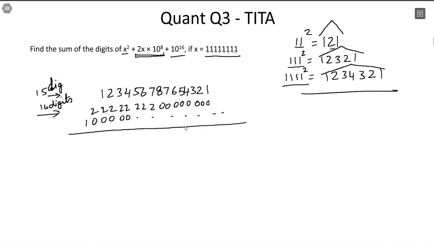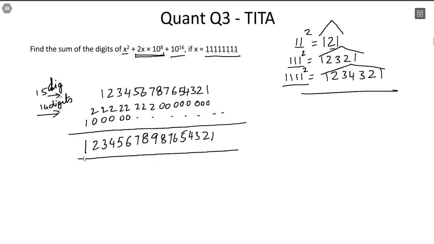Let us add up these terms. What will we get? We get 1, 2, 3, 4, 5, 6, 7, 8, 9, 8, 7, 6, 5, 4, 3, 2, 1. And now you're looking for the sum of these numbers. Sum of first 8 consecutive natural numbers is 36. Sum of first 8 consecutive natural numbers is 36. And you have an additional 9. So 36 plus 9 plus 36 should be equal to 81.